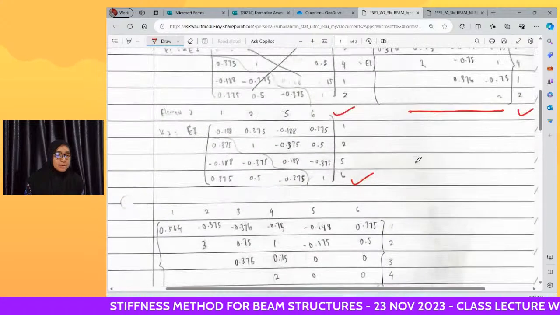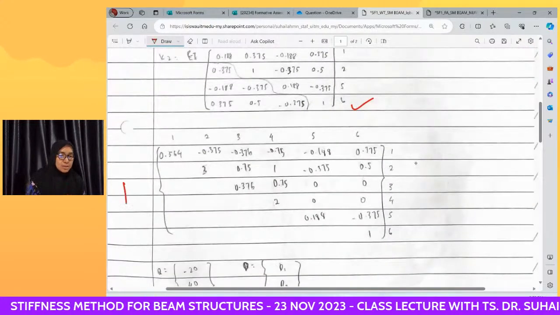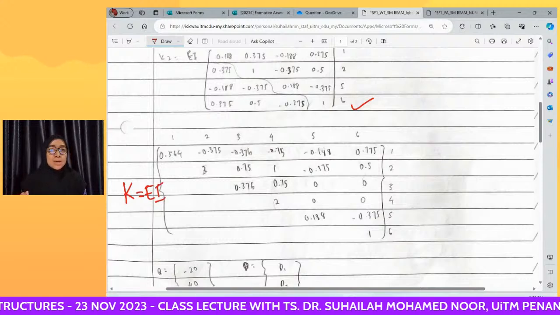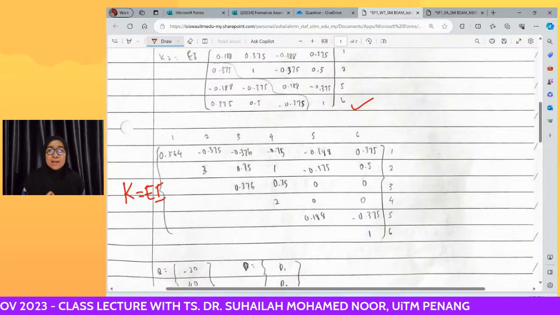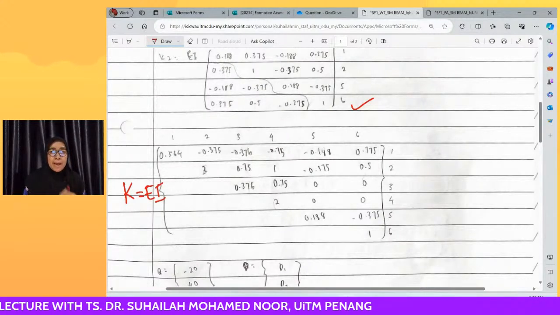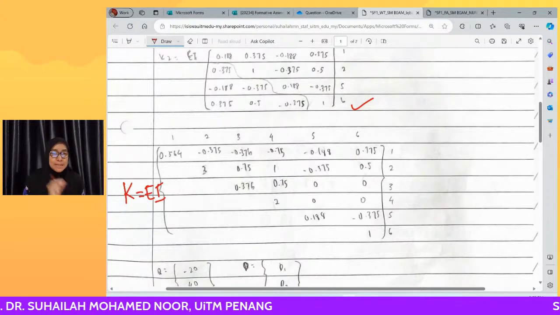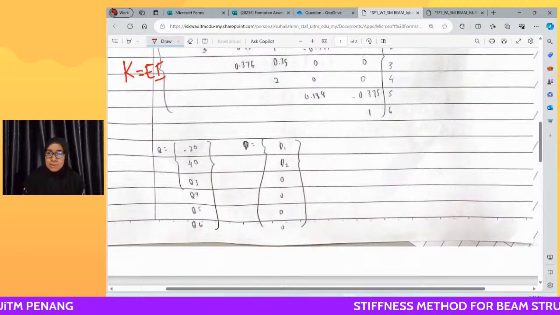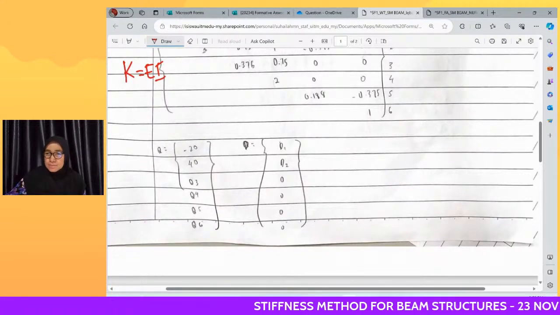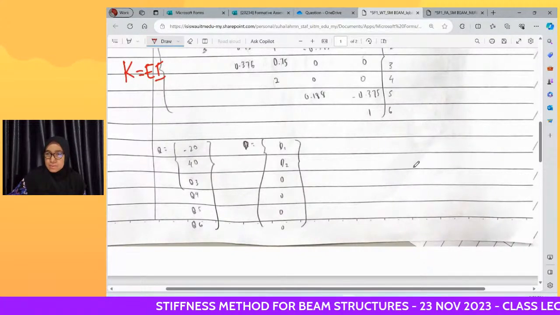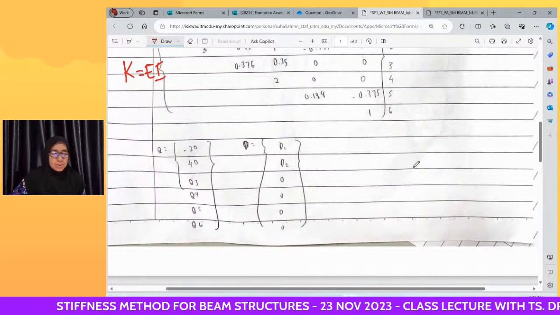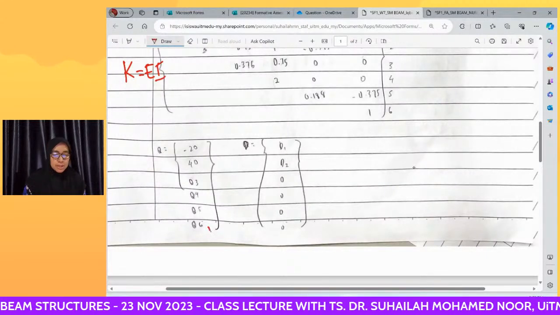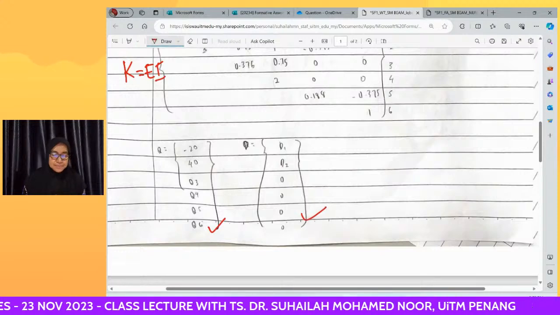Okay, and this is K. Don't forget to put EI, because this number cannot stand alone. It must pair with EI, so please don't forget to put EI. Okay, this is correct. This is also correct.